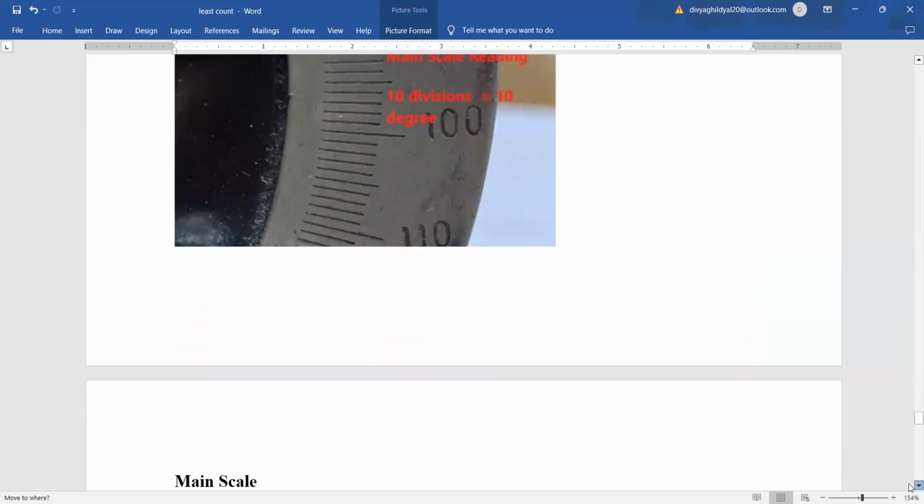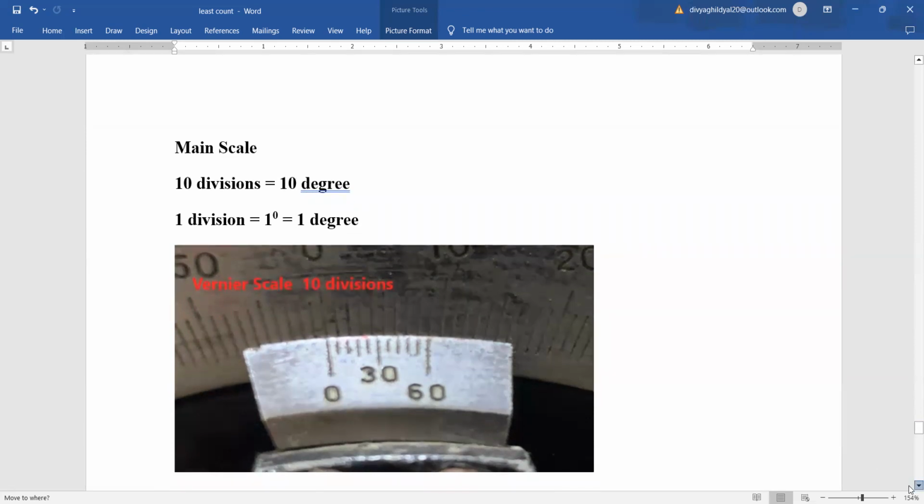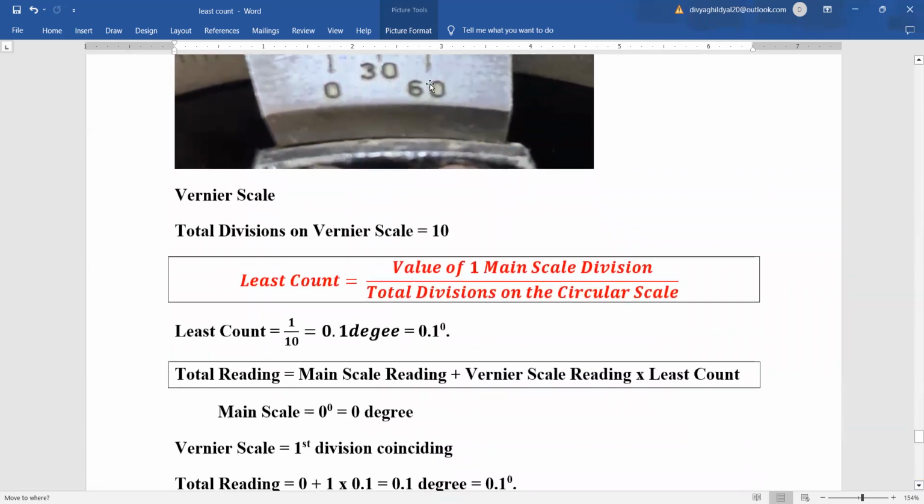And let us see the vernier scale now. Vernier has 10 divisions. 1, 2, 3, 4, 5, 6, 7, 8, 9, 10. We will not see this 30 and 60. These are the minutes and seconds. Right now, we are finding the least count. So 10 divisions is giving me 10 degree. One division will give me 1 degree. And total divisions on my vernier are 10. So least count is 1 upon 10 equal to 0.1 degree.